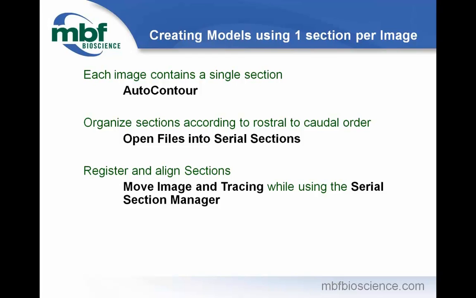Now, Move Image and Tracing is a fine option for getting that gross alignment, as I showed you in the demonstration, very quickly to be correct. You can then change your zoom level and do fine-tune alignment. And if you need to rotate your tracing, that's an option that you can use as well.